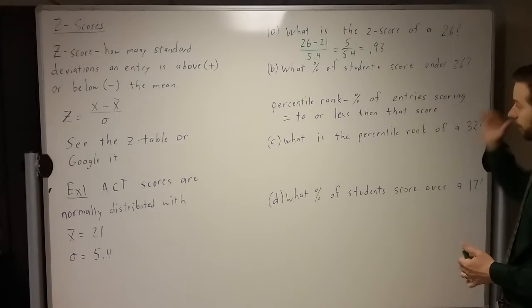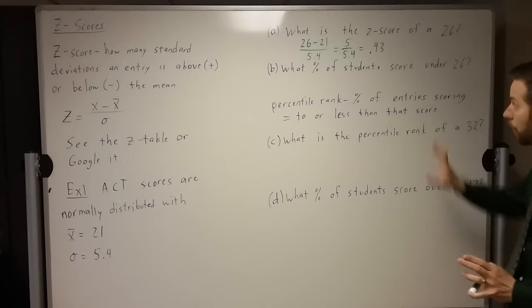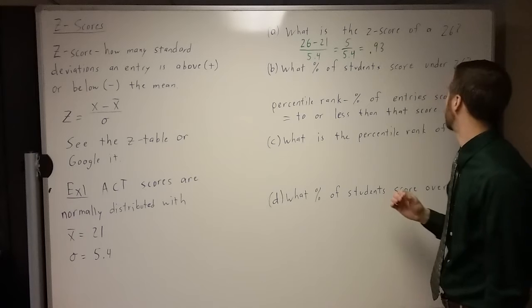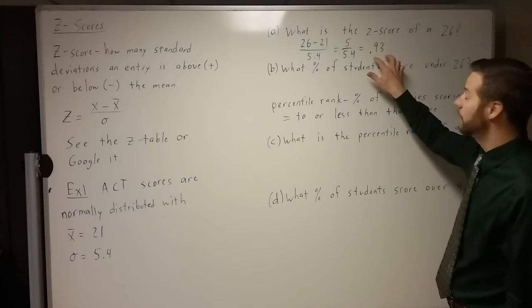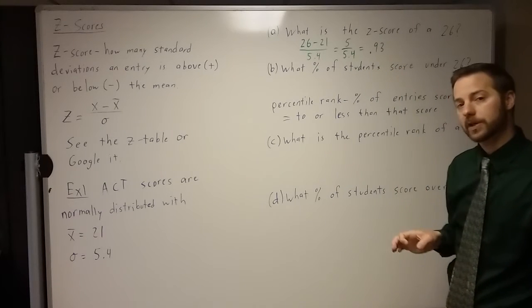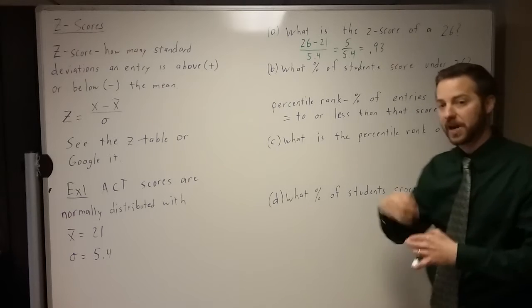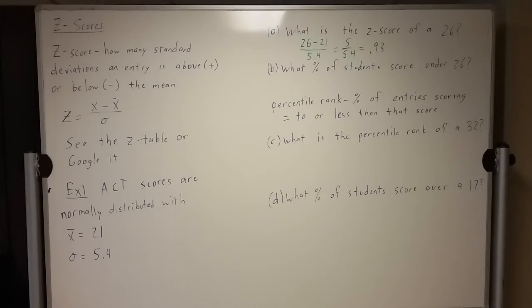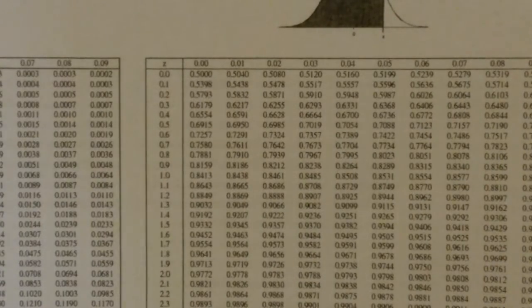All right, so the next part of this, which has to do with this number we just found: what percent of students score under a 26 then? We're going to use this z-score and go to our table and see if we can interpret how to read that table to figure out this percentage. All right, so we got a z-score of 0.93.